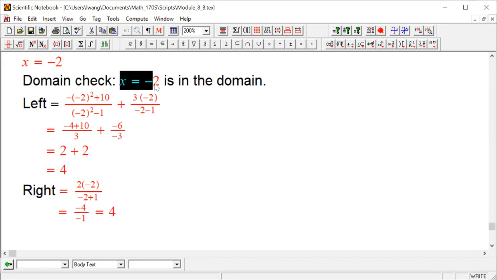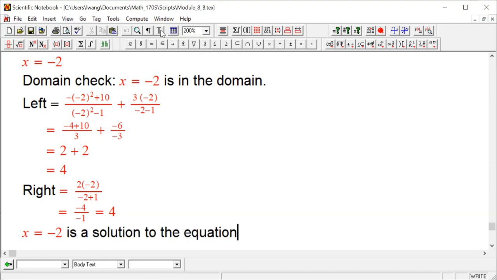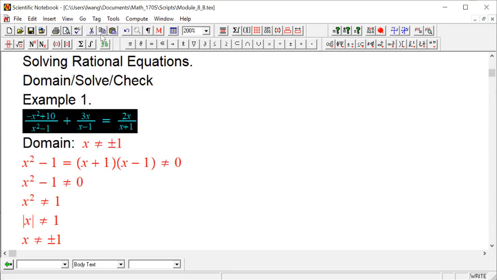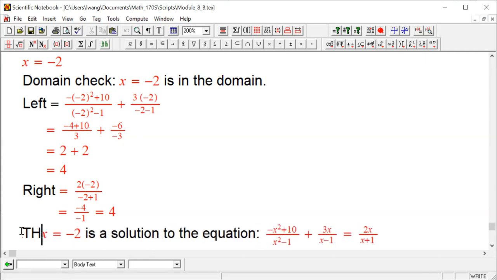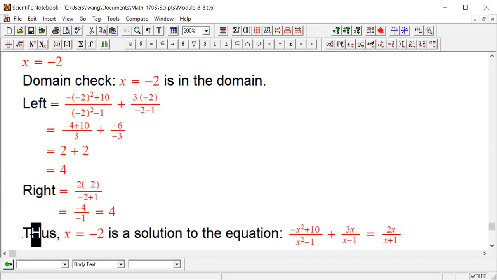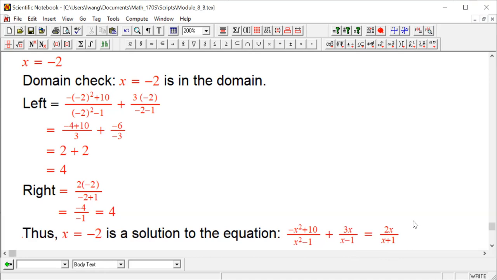So when x equals negative 2, the left-hand side indeed equals the right-hand side. Then we can say it is a solution to the equation, the original equation. If you write it down, that would be very nice. You can say, thus, x equals negative 2 is a solution.